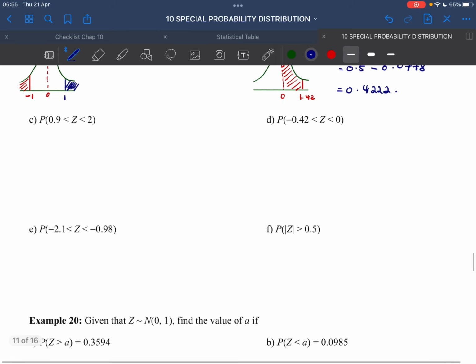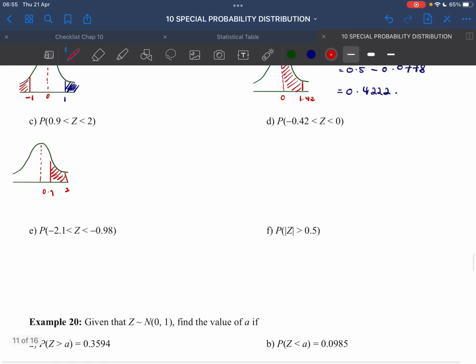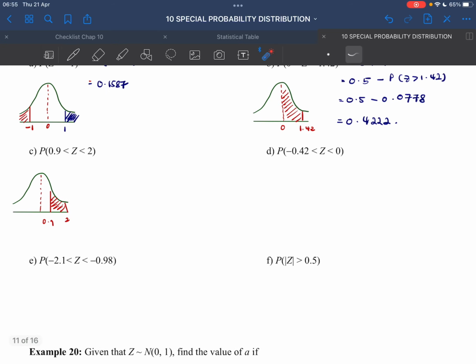So let's try more. Z is between 0.9 and 2. These are both positive. Let's just draw the bell shape, so let's say here is 0.9 and this is 2. This is the area that we want. The same thing as before: simply z greater than 0.9, which is the whole thing here, minus what we don't want, z greater than 2. So this will be P(z greater than 0.9) minus P(z greater than 2).